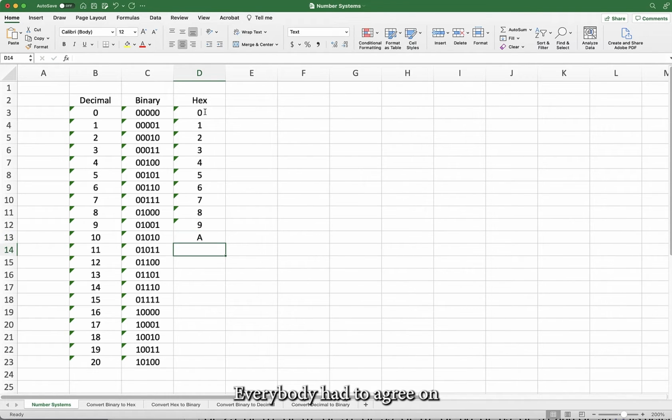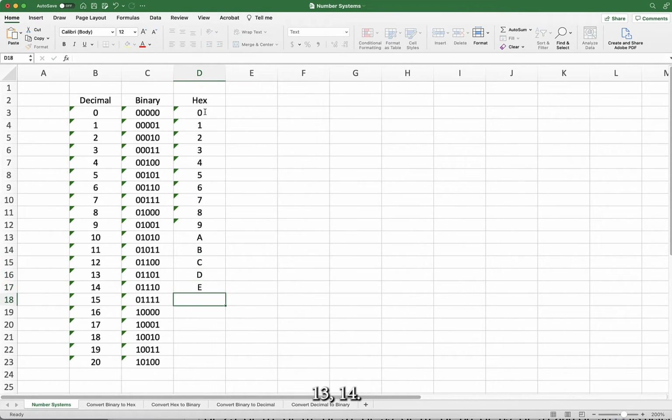Everybody had to agree on something that would represent 10. Now we've got 11, 12, 13, 14, 15, and now when I get to 16, 16 is really 1 unit of 16 and 0 units of 1. And I'm going to continue counting.